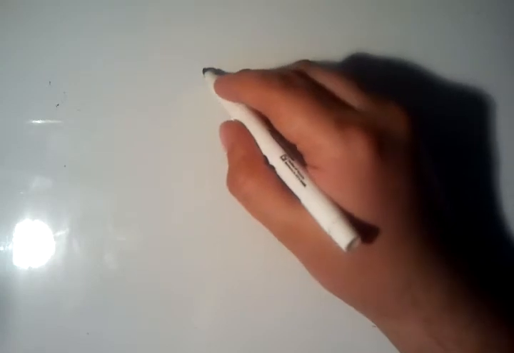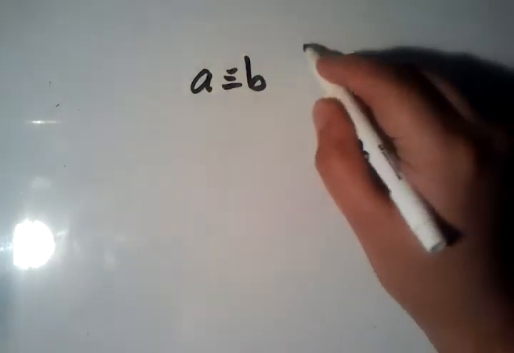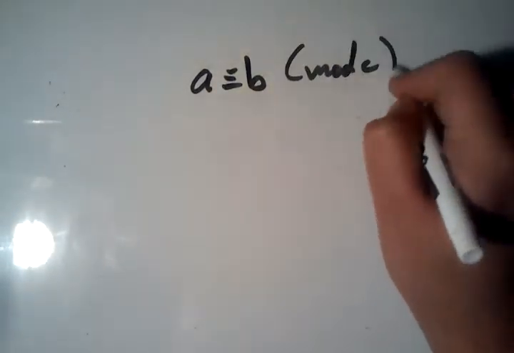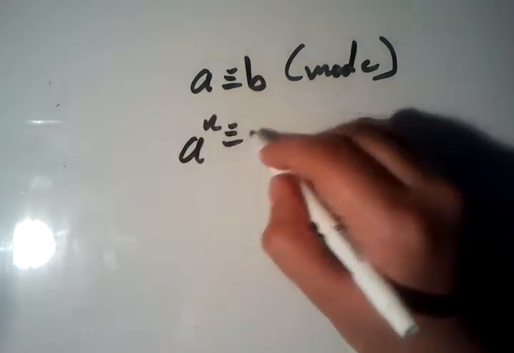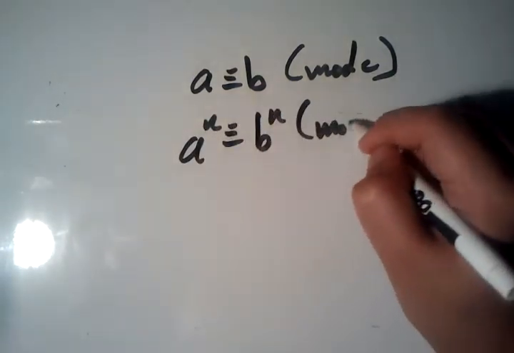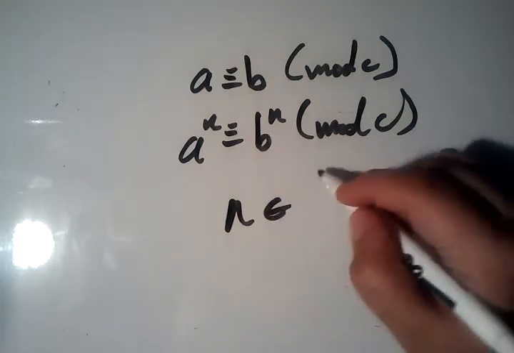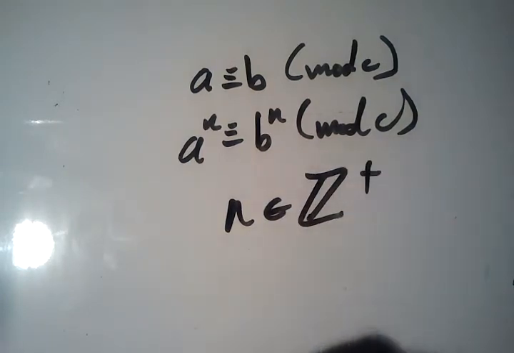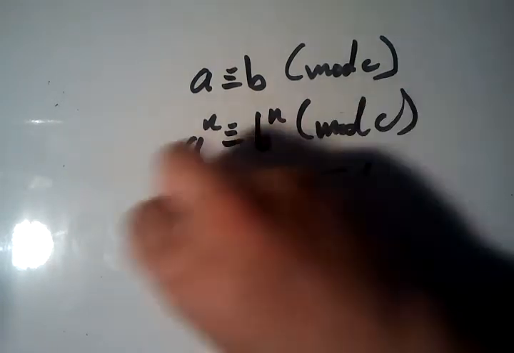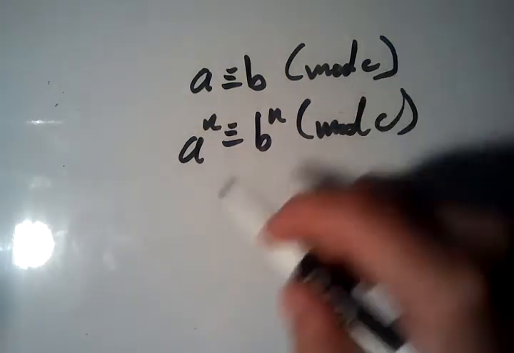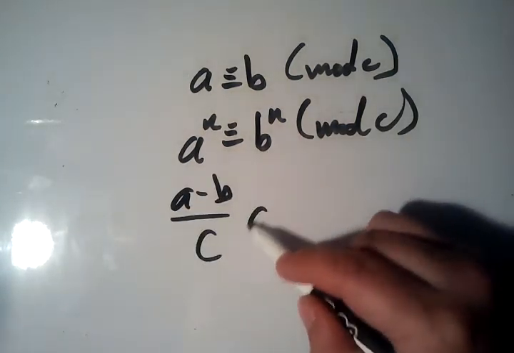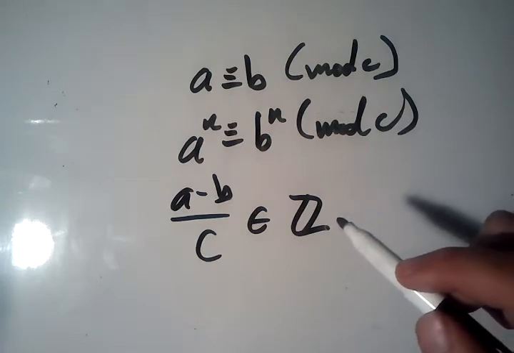So the rule is that if A is congruent to B mod C, then we know that A to the n is congruent to B to the n mod C for n is some positive integer. And let's see why that's true. If the first statement is true, that means that (A minus B) over C is an element of the integers. That's what mod means.